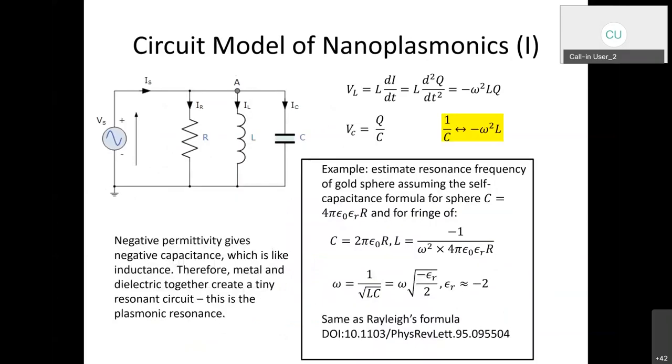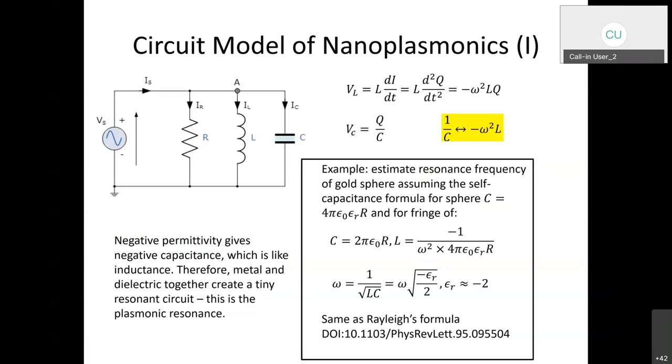Okay, so you can become a little bit more sophisticated and look at objects that are not just simple spheres, and understand also where this resonance is coming from by using a simple circuit model. Essentially, you can think of plasmonics as circuit theory for electromagnetic fields in the visible and near infrared regime. And so this is hundreds of terahertz, or 300 terahertz and higher frequencies. And for those frequencies, you can come up with where this resonance is coming from.